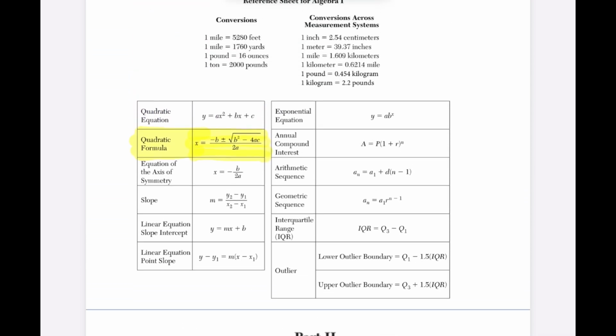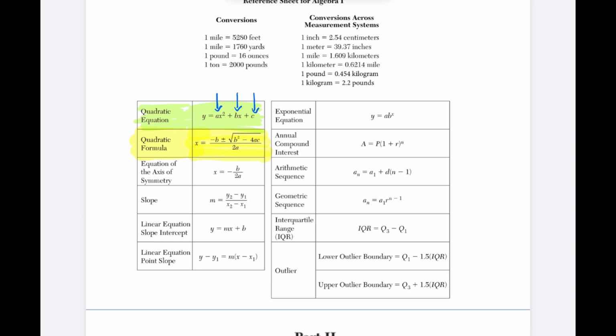So let's take a look back here again. Right above the formula, there's the quadratic equation. So the standard form of a quadratic equation is y equals ax squared plus bx plus c. So if you look at this and analyze it, it should help you realize that the a value is the coefficient of the x squared term. The b value is the coefficient of the x term, and the c value is our constant.